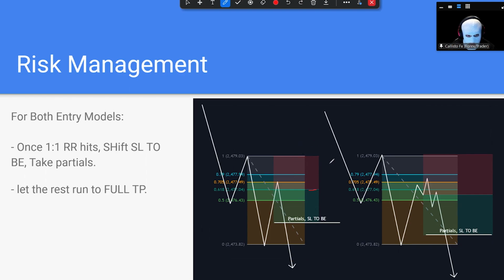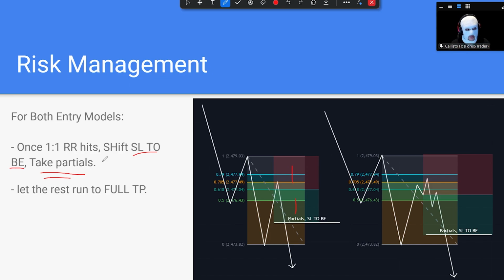Okay, one more time. Once it hits a 1:1 risk-reward ratio, take partials, set SL to BE. Those of you guys here that don't know what SL to BE means, it means set your stop loss to your break-even price where you entered. Okay, take partials. How much partials? You want to take 50%? Go ahead. You want to take 25%? Go ahead. It's up to you.